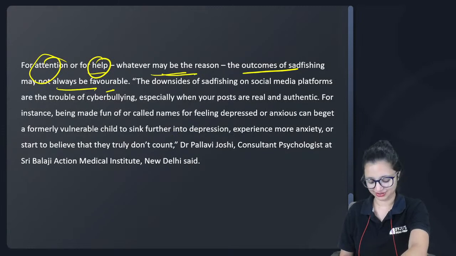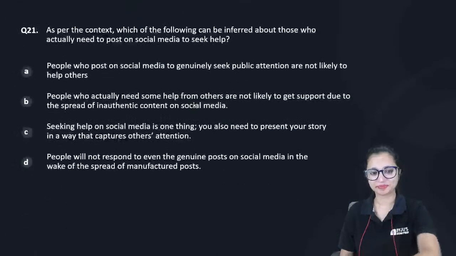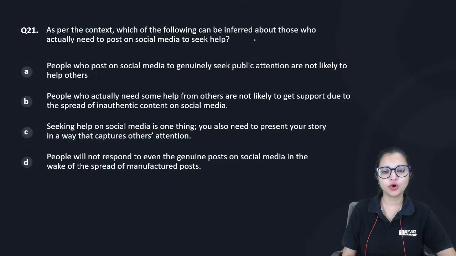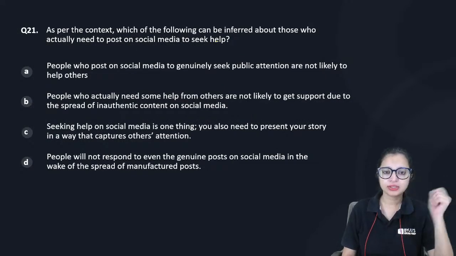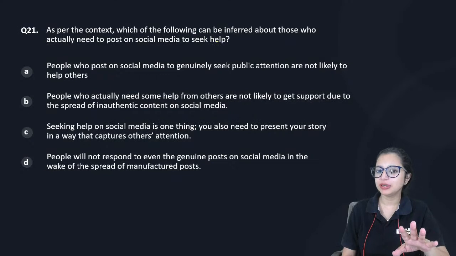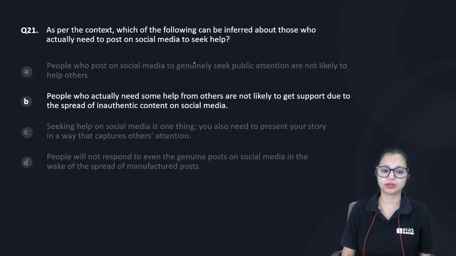कितना इजी है देखो, लाइफ में स्ट्रेस हम ले लेते हैं, है नहीं इतना डिफिकल्ट। देखते हैं। As per the context, which of the following can be inferred about those who actually need to post on social media to seek help? I'm depressed. For example, Sushant Singh Rajput, if he had posted on social media, imagine the amount of love he would have received about his mental health, that he needed some help. For example, it's only an example. तो जो लोग genuinely help चाहते हैं, उनके बारे में हम क्या infer कर सकते हैं?